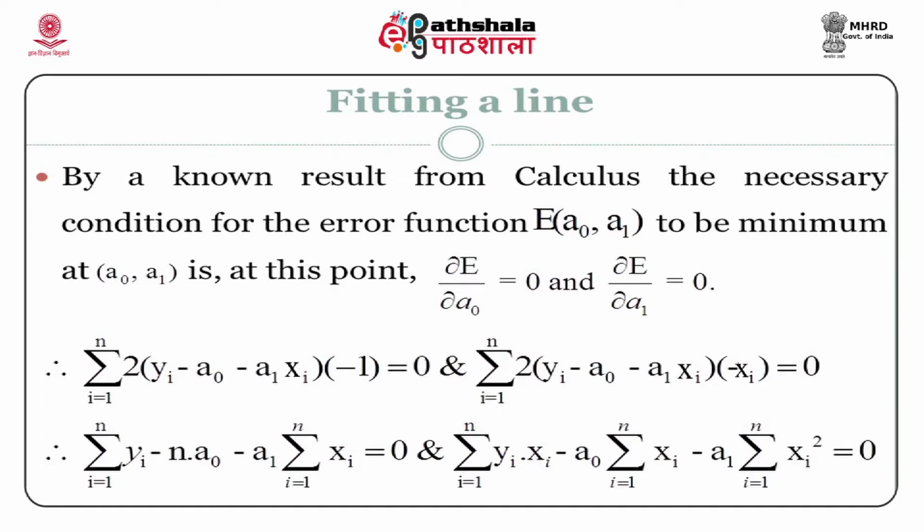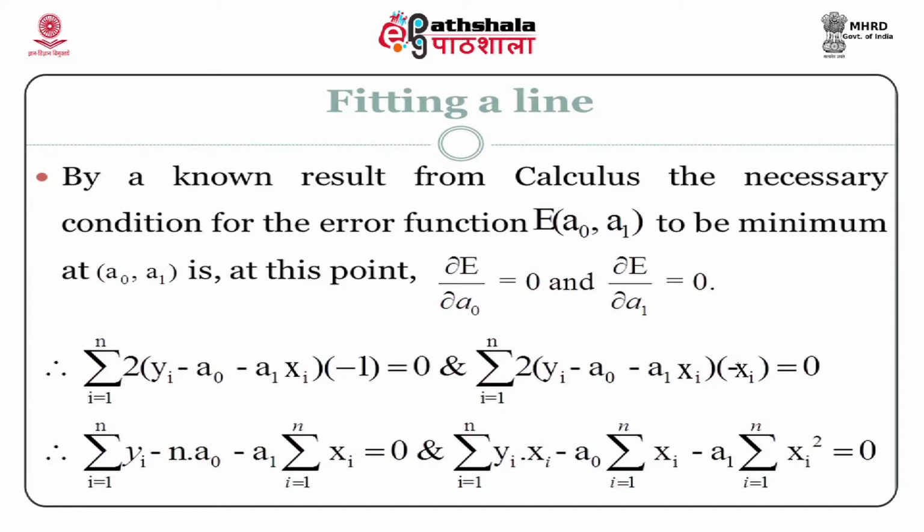If you simplify this, we can get the conditions like this. Sigma i equal to 1 to n yi minus, since we are adding a0 n times, we will get n into a0 minus a1 into sigma i equal to 1 to n xi equal to 0. This is what we will be getting. And the second equation I will be getting is sigma i equal to 1 to n yi xi minus a0 into sigma i equal to 1 to n xi minus a1 into sigma i equal to 1 to n xi square equal to 0. So these two equations I am getting.